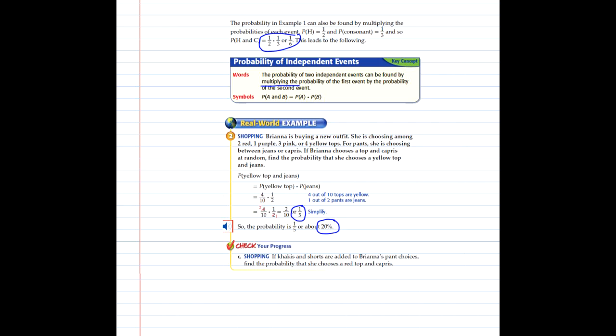If khakis and shorts are added to Brianna's pant choice, find the probability that she chooses a red top and capris. Well, there's 2 red tops out of the 10 instead of 4 like there was with the yellow. Now instead of one choice out of 2 for the pants, it's 1 out of 4. So we can simplify here and here. And then we multiply those two numbers together, and we have a probability of 1 in 20. Or about 5%.